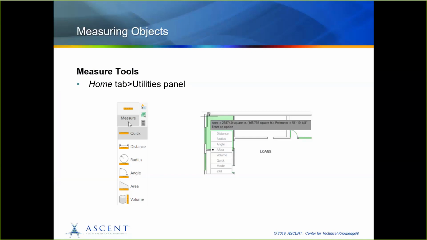The measure tools, as you can see on the screen, are available through the Home tab and the Utilities panel. You have all different types of measuring tools like the quick measurement, distance, radius, angle, area, and volume. As you can see in the second figure here, we have calculated the area of a room, and it also gives you the perimeter and so on and so forth.